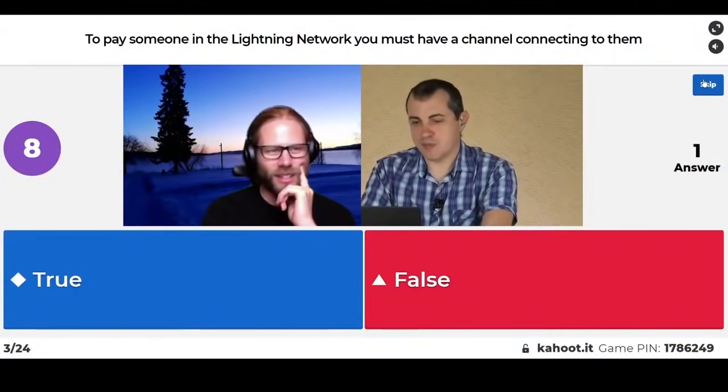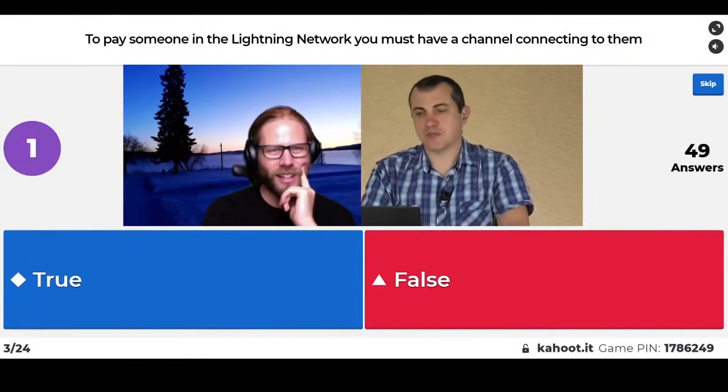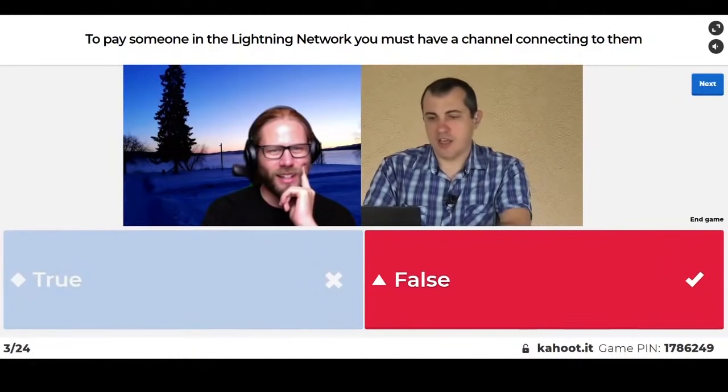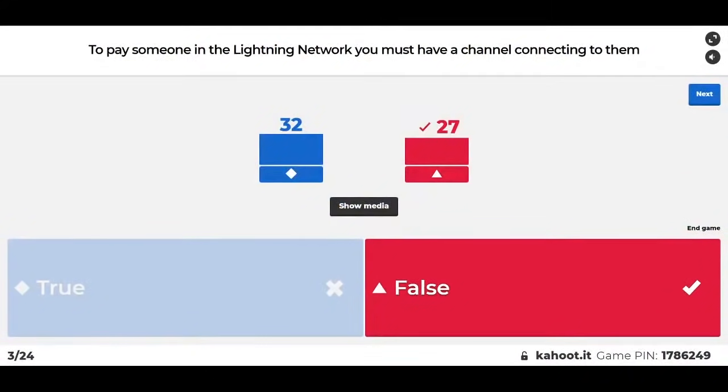Should we read the questions? To pay someone in the Lightning Network, you must have a channel connecting to them. True or false? This one was a rapid fire question. False is the correct answer. You do not need to have a channel connecting to the destination of your payment. You can pay via a series of payment channels between you and others that eventually lead to your destination. You don't need to have a direct channel to everybody you want to pay.